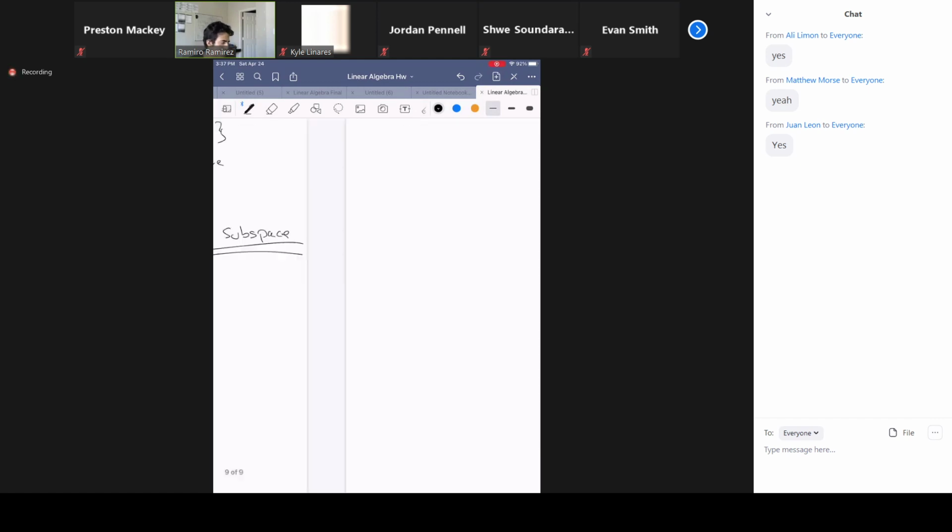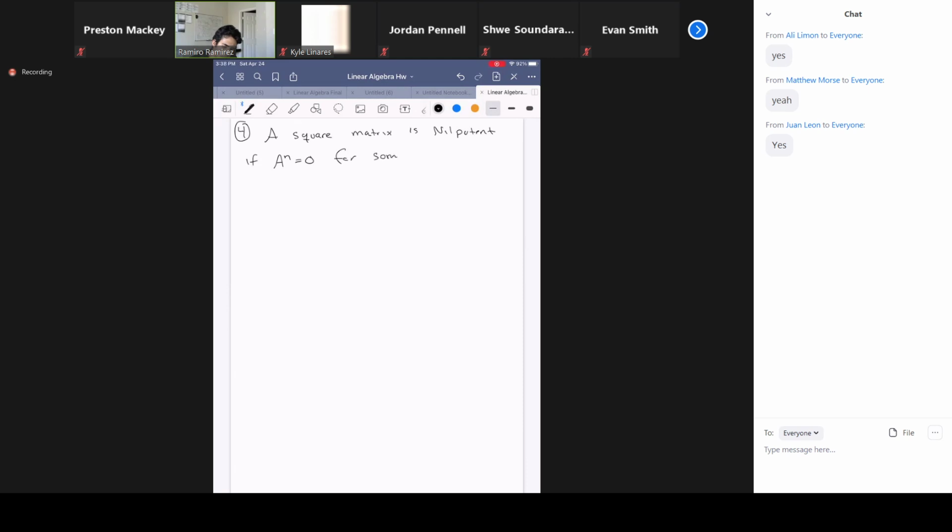All right, so let's do number 4 now. So we have that a square matrix is nilpotent if A to the n is equal to 0 for some n in N, right? So it just means that if you take the matrix and raise it to enough powers, you get 0, right?